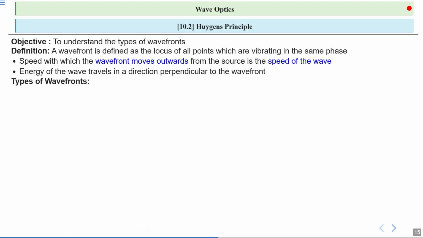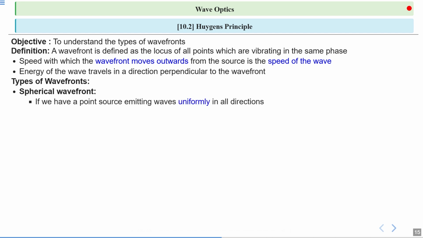Next, we will explore the different types of wavefronts. So the first type of wavefront we will discuss is the spherical wavefront. Imagine a point source like a light bulb emitting waves uniformly in all directions. This creates a spherical wavefront, which is a common occurrence in nature.